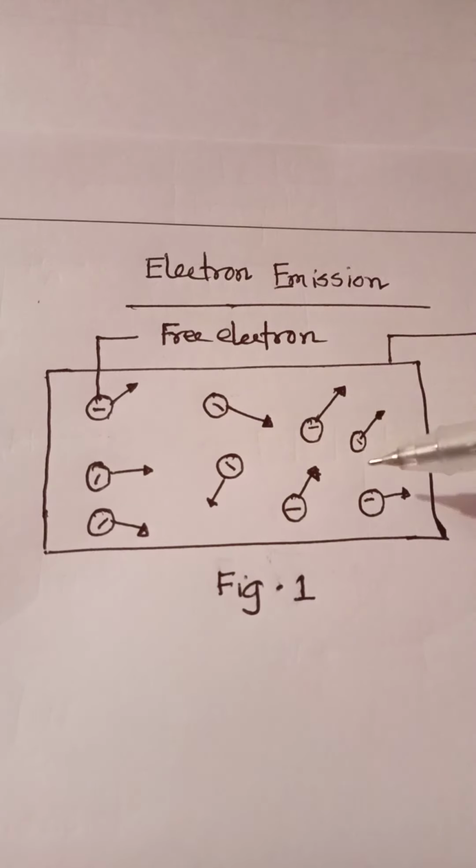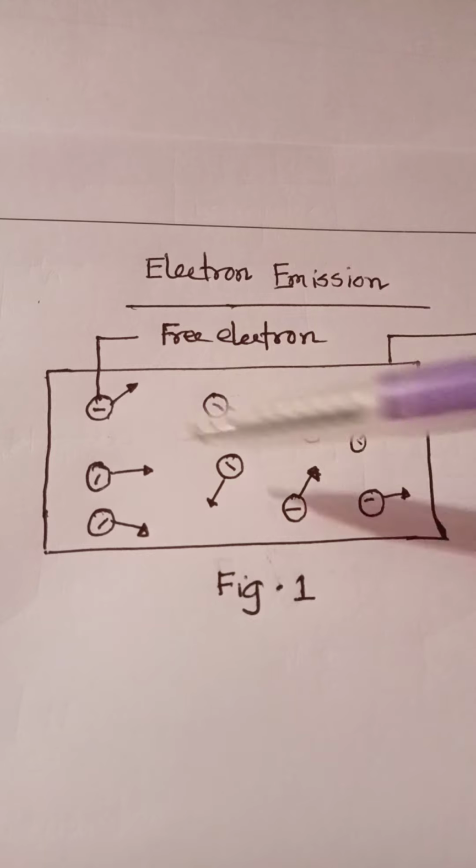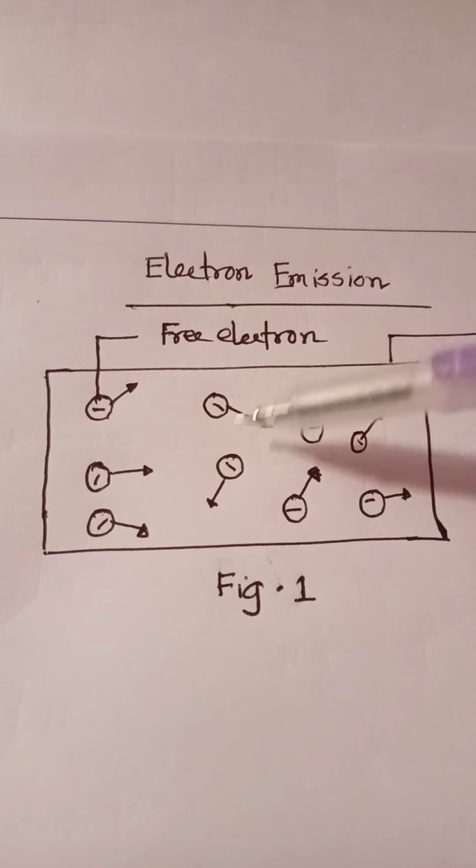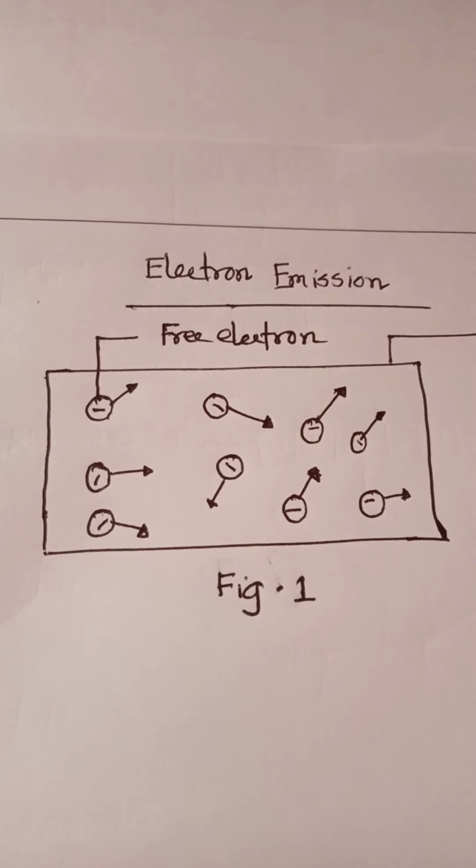If sufficient external energy is given to the free electron, its kinetic energy increases and this electron will cross over the surface barrier to leave the metal. This additional energy required by the electron to overcome the surface barrier of the metal is called the work function of the metal. The amount of additional energy required to emit an electron from a metallic surface is known as the work function of the metal.